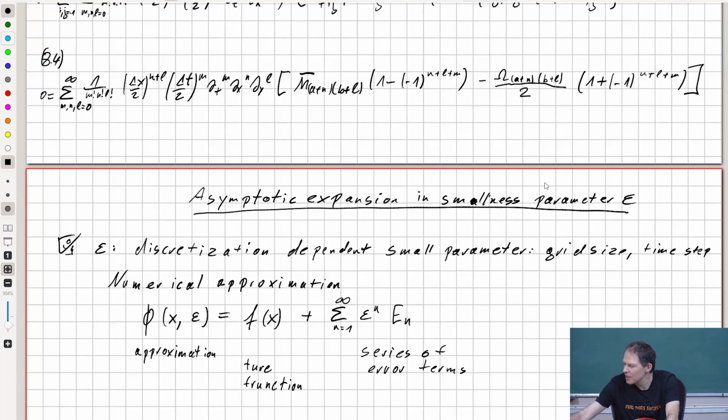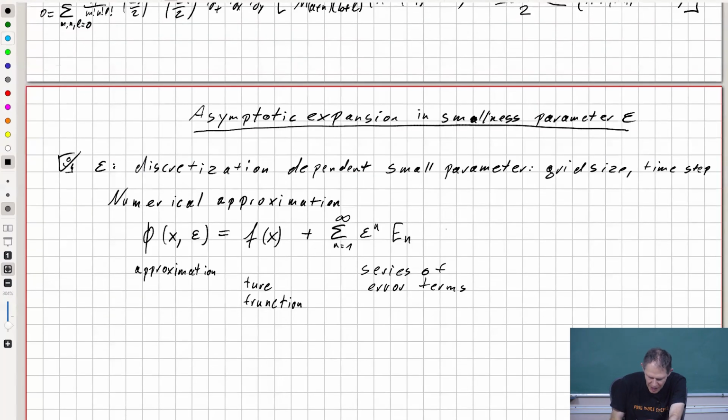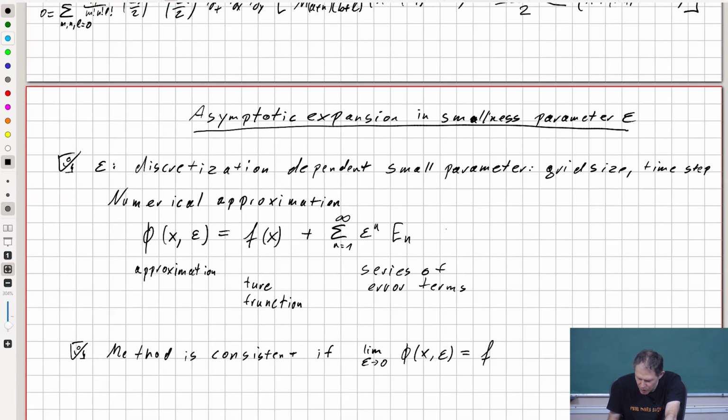So now we never expect that we don't have errors, but we have some conditions on the errors that we would accept. So the method is called consistent if at the limit of epsilon going to 0, this phi of x and epsilon goes to the true solution. Then we have a consistent numerical method.